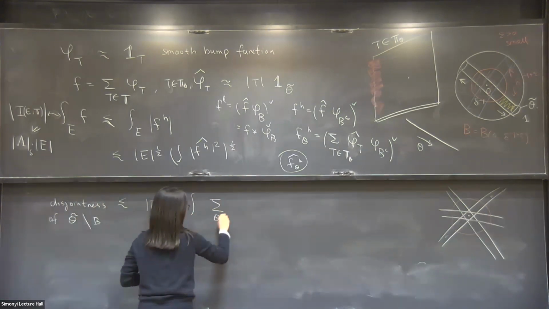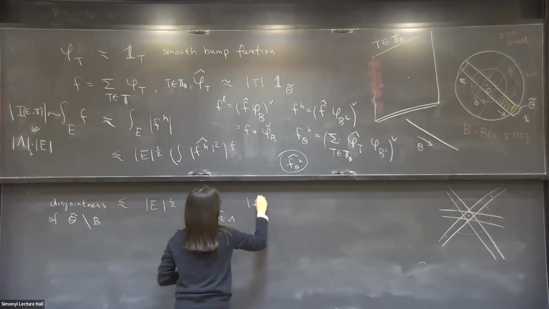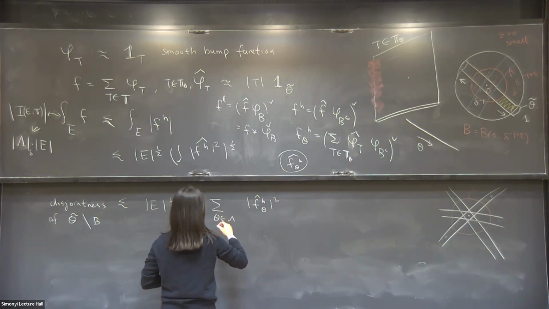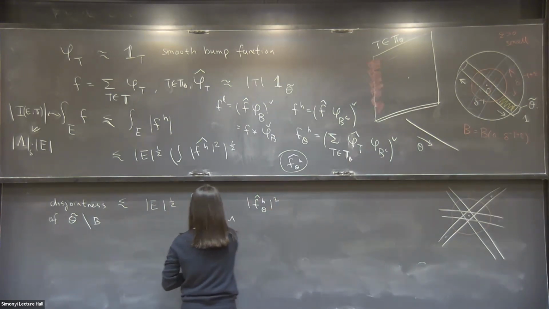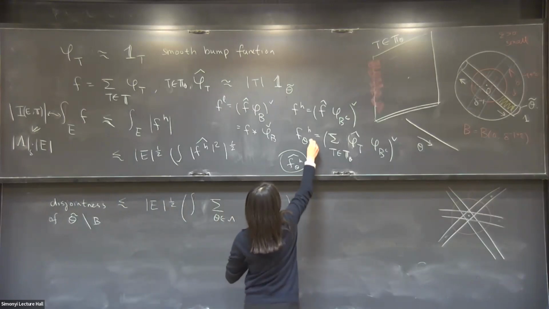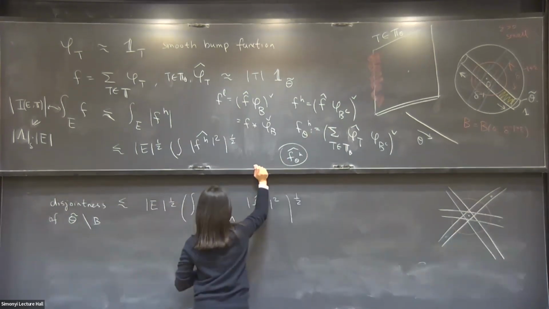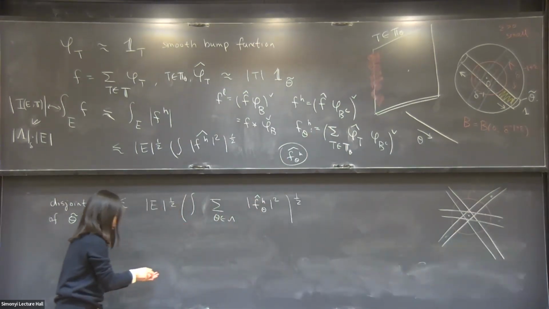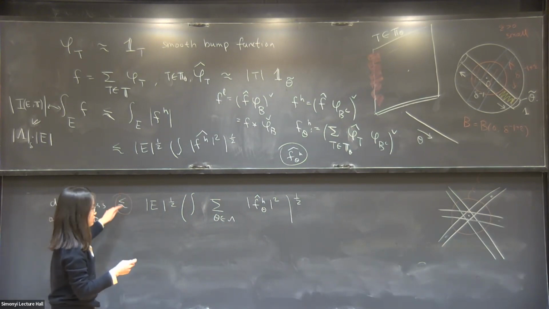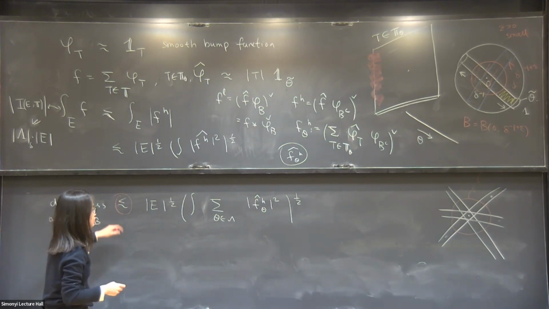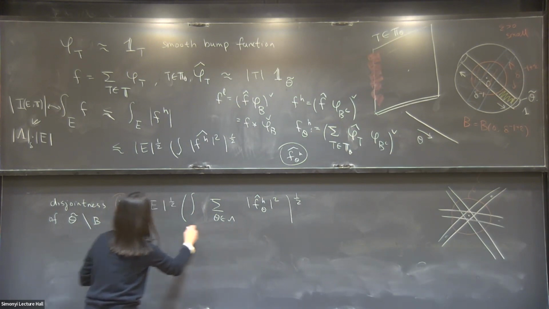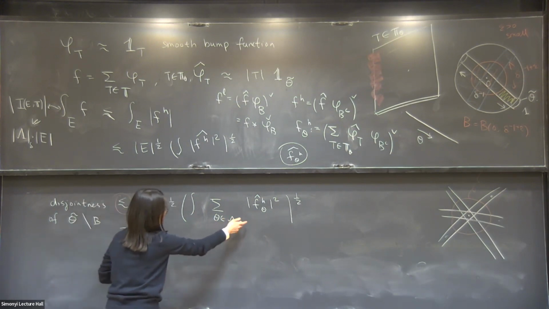Less than sum over theta. That's the definition. And so this is the key step in this method. And later we are going to see how we improve this step when certain things happen. And then we take the Fourier transform.